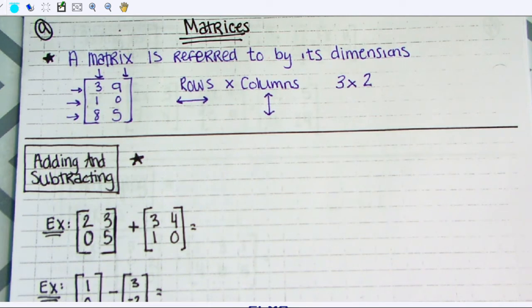So being able to recognize the dimensions is going to help you when we get into adding and subtracting as well as multiplying. Okay? So you refer to a matrix by rows and columns. Rows first, columns second. Okay.